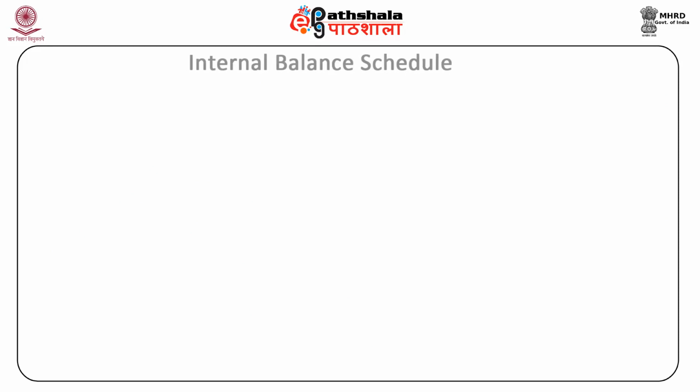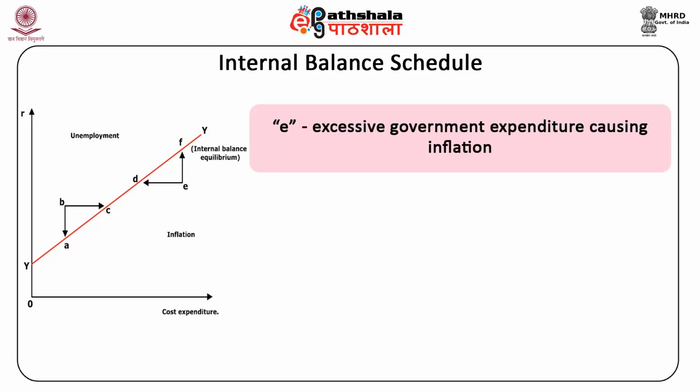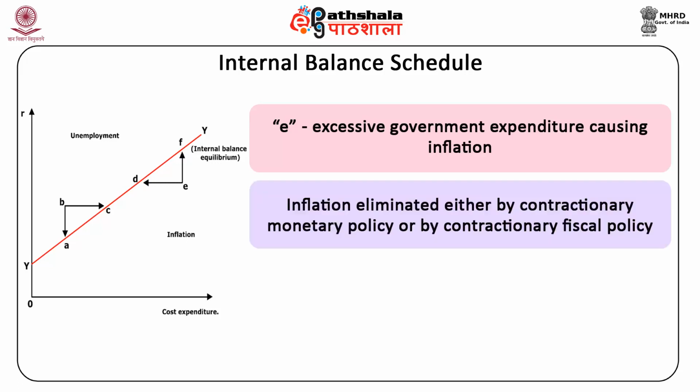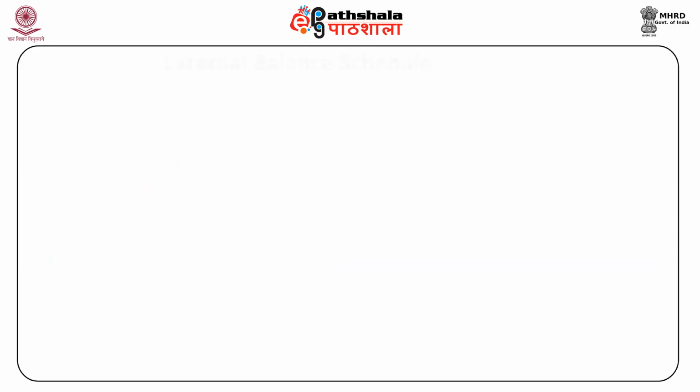If, however, we are to the right of the YY line at a point such as E, we have inflation in the country, because at point E, there is excessive government expenditure causing inflation. This inflation can be eliminated either by contractionary monetary policy or by contractionary fiscal policy. Thus, to the right of and below the YY line, there is inflation, and to the left of and above, there is unemployment. Next, we will discuss the external balance schedule.